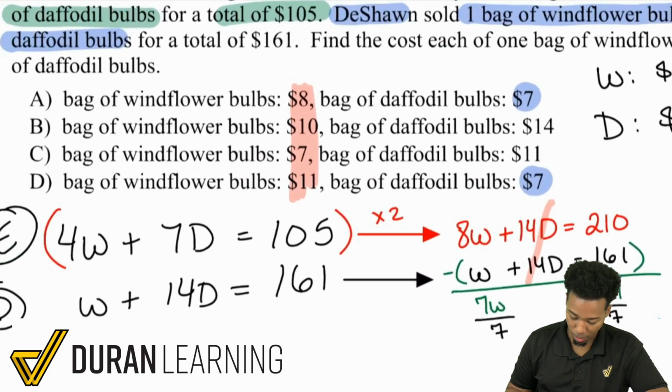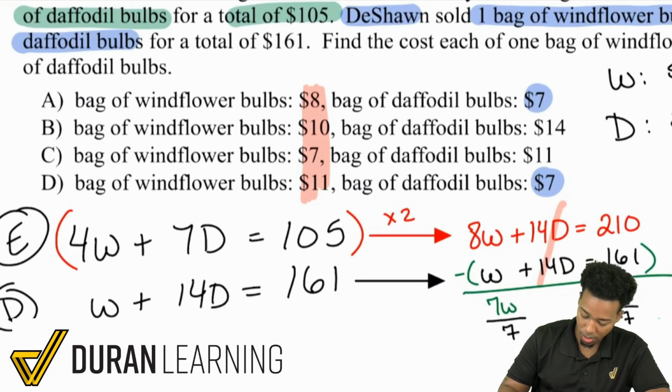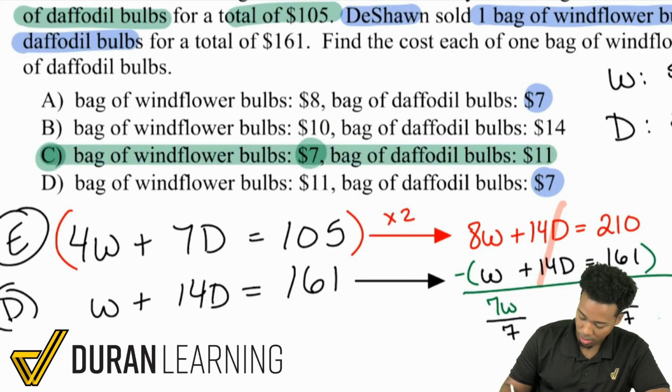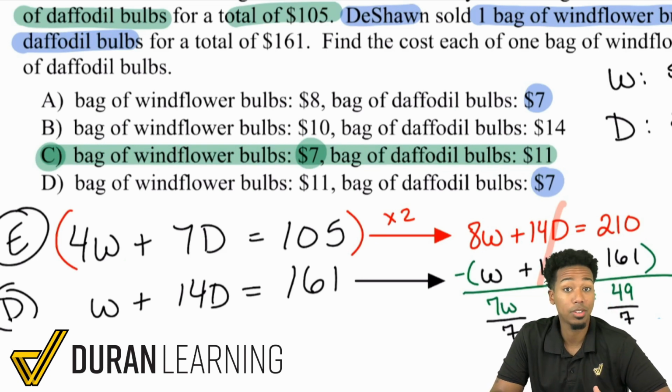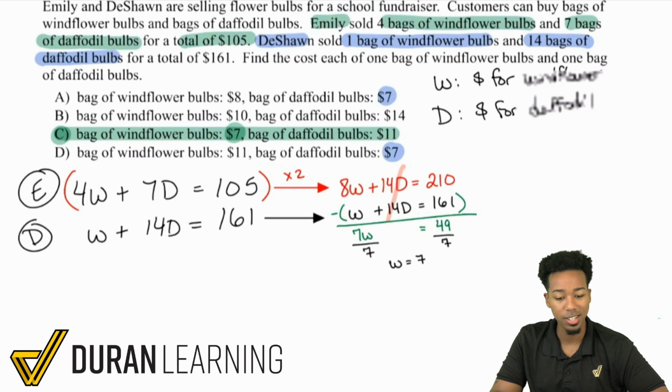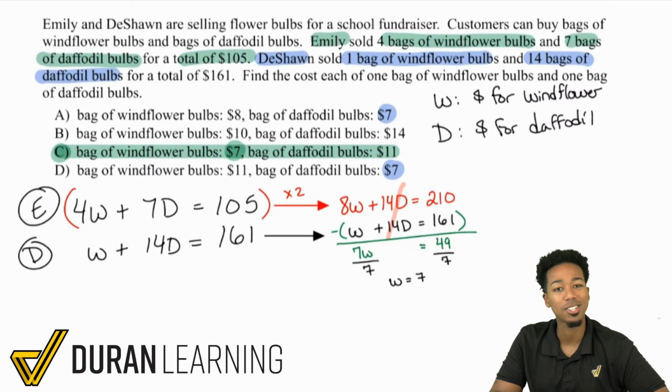So for windflower bulbs, where do I see 7? There it is, right over here. And so my answer is C. I'll go ahead and highlight the whole thing. That's the only option that has $7 windflower bulbs. So we're good. No other work needed to be done. And we can feel proud that we've done this the right way.